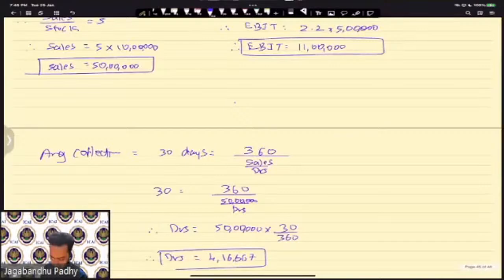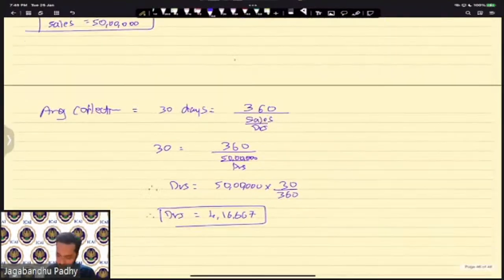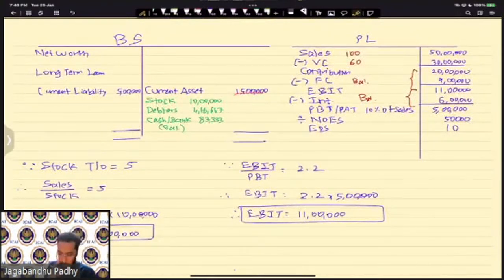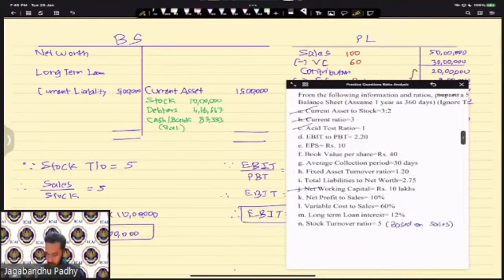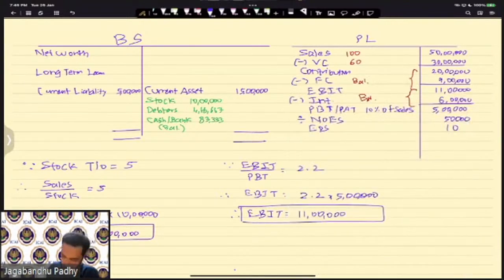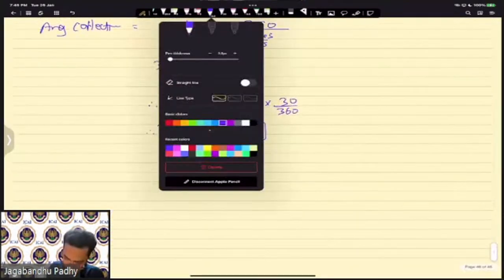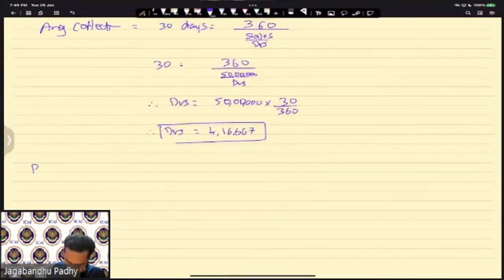The debtors are not impacted because that's continuing the same. Current asset is there, current liabilities are there. This is filled up. Now let's look for the other ratios which we can use. We have utilized EBIT to PBT ratio. We have used EPS. Now book value per share is what we are going to use now. Book value per share is given as 40.